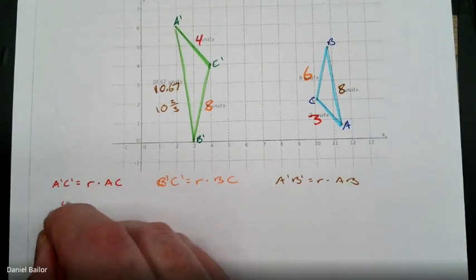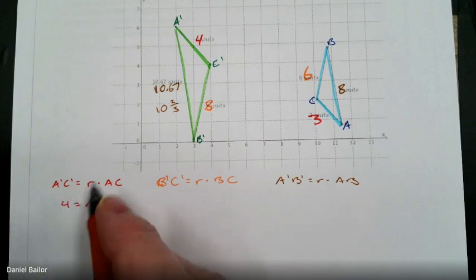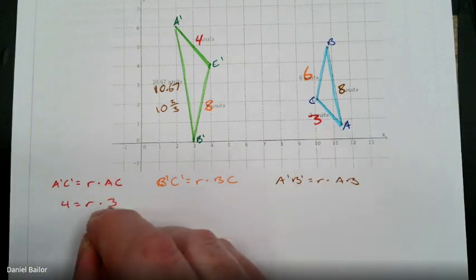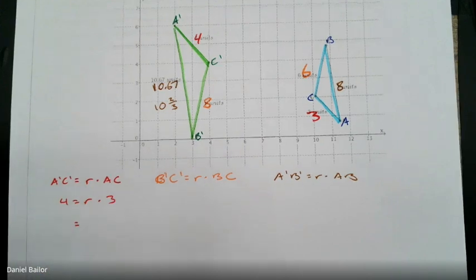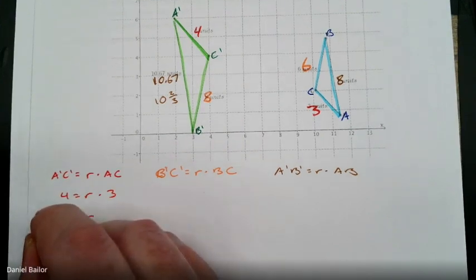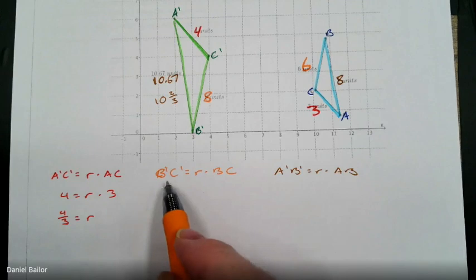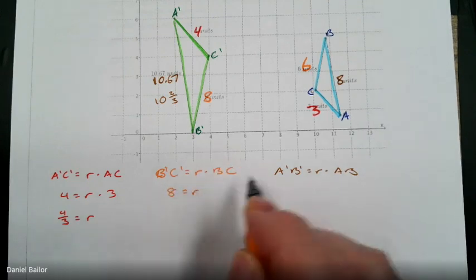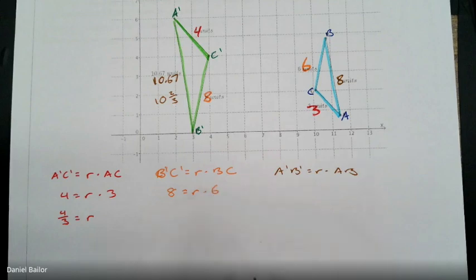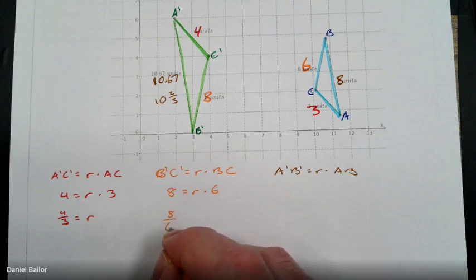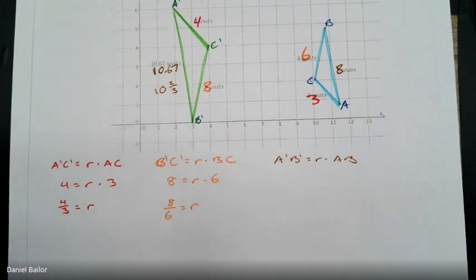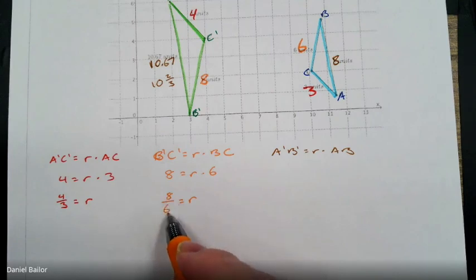AC was 3, A prime C prime was 4. So if I do my algebra and divide by 3, I get R equals 4/3. B prime C prime was 8. BC was 6. I need to divide by 6 to get R by itself. If I do that, I get 8 over 6 equals R. But that can simplify because 2 goes in 8 and 2 goes in 6. 8 divided by 2 is 4, and 6 divided by 2 is 3. So this R is also 4/3.